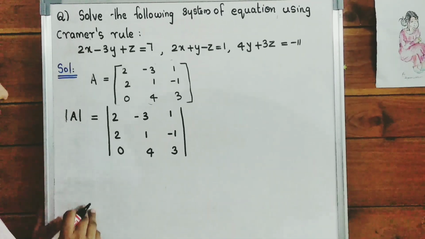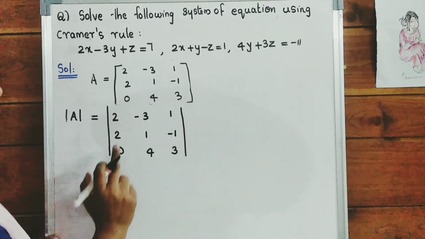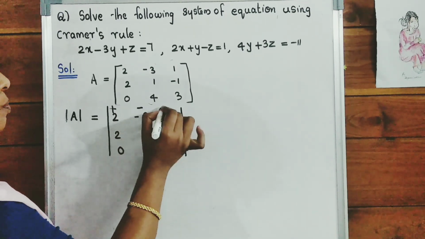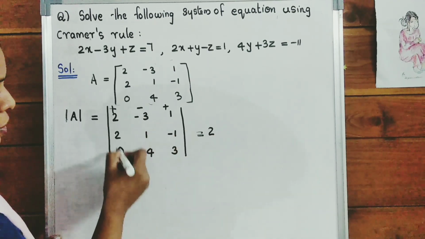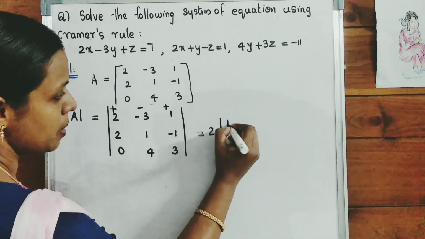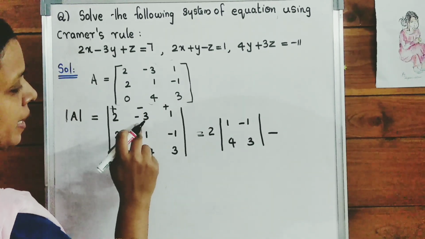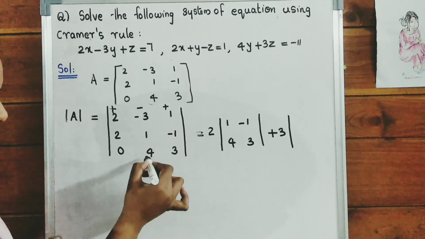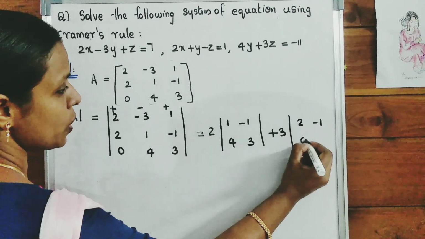Next we find determinant A. Determinant 2, minus 3, 1, 2, 1, minus 1, 0, 4, 3. First we assign positive, negative, positive. Then write 2. Delete first row and first column. The elements are 1, minus 1, 4, 3. Put in determinant. Okay. Minus 3, that is plus 3, determinant. Here we delete second column and first row. We get 2, minus 1, 0, 3.